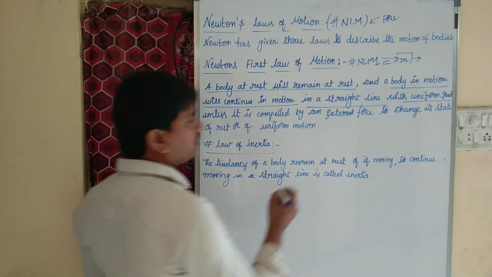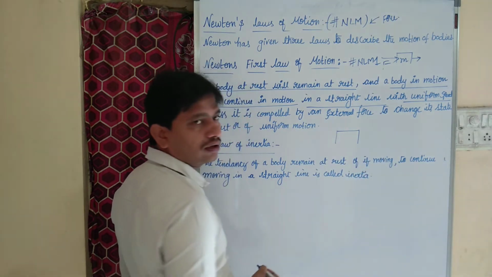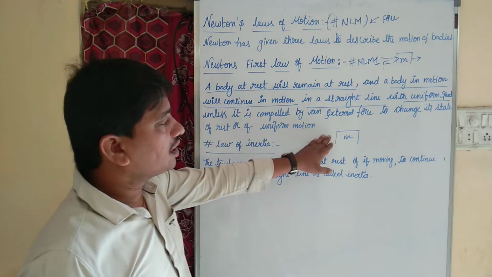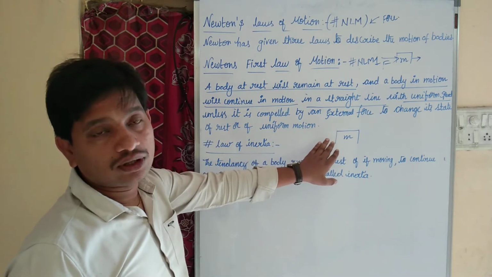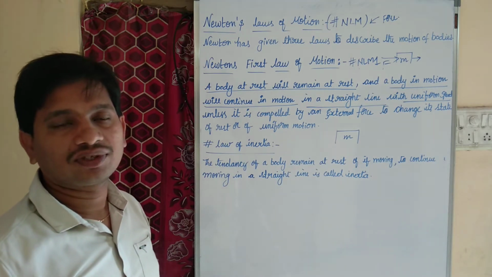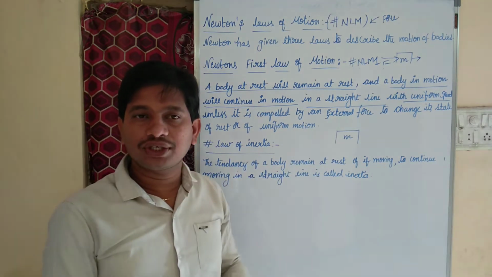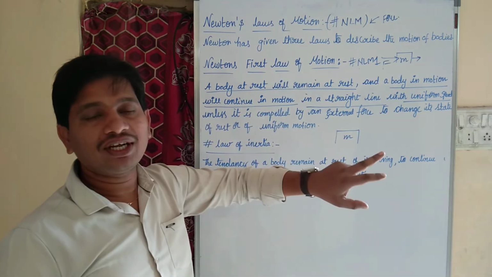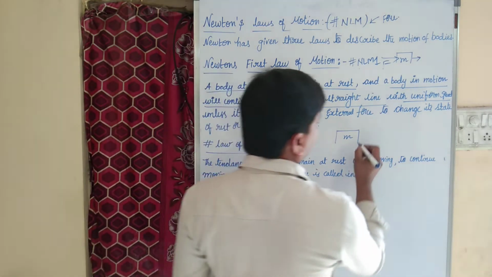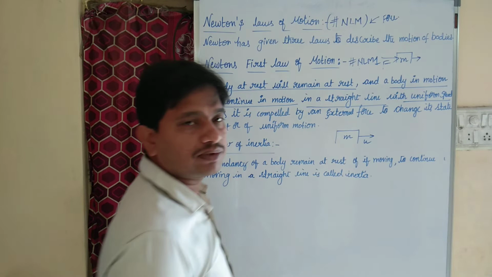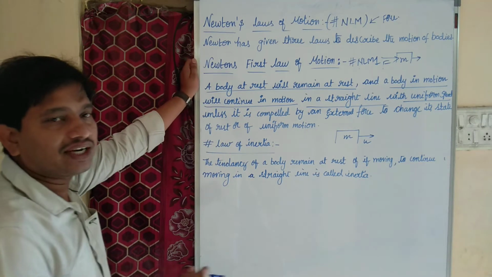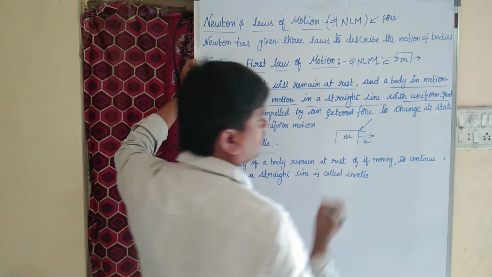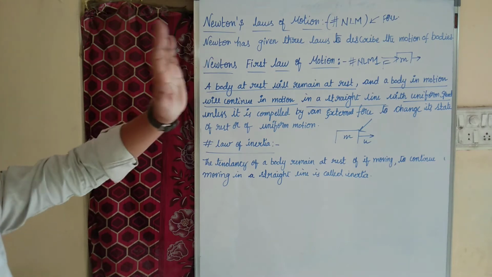Suppose, students, here we have a body of mass m. Until and unless you apply an external force, the body remains at rest only. It will not change its position. So that is the first point: a body at rest remains at rest only. Second, a body which is traveling with a uniform speed in a straight line will continue its motion until you apply some external force on it. So that is our Newton's first law of motion.